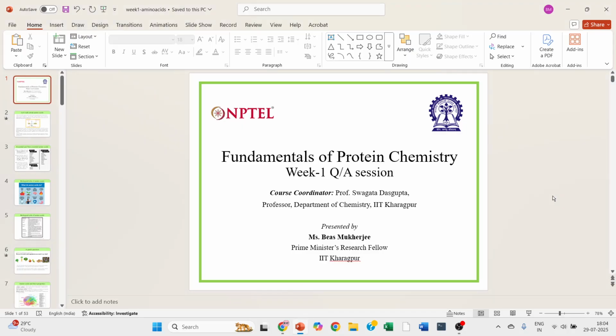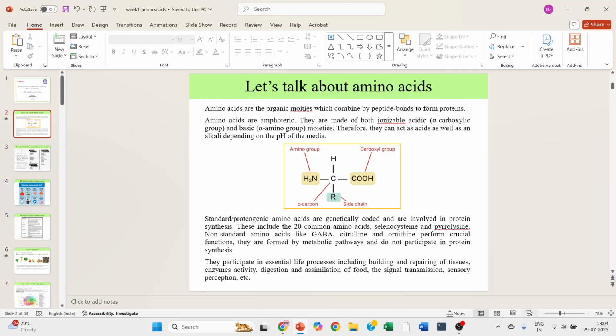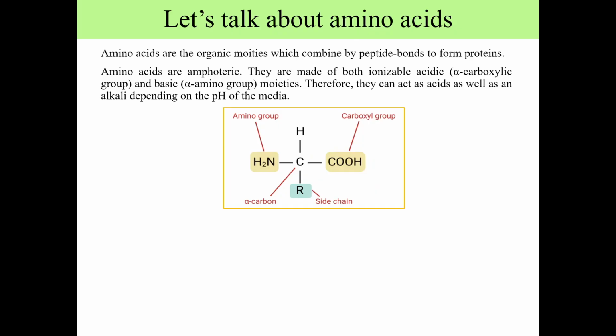Okay, now I'll be discussing a little bit of theory and then you'll be solving a little bit of questions so that it doesn't get very boring. Okay, so firstly, let's talk about amino acids. Now, amino acids are organic moieties that join together to form proteins. They are joined by peptide bonds.